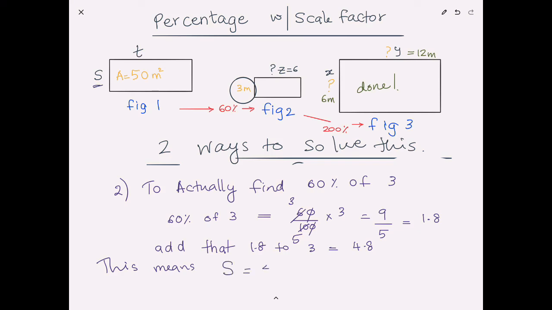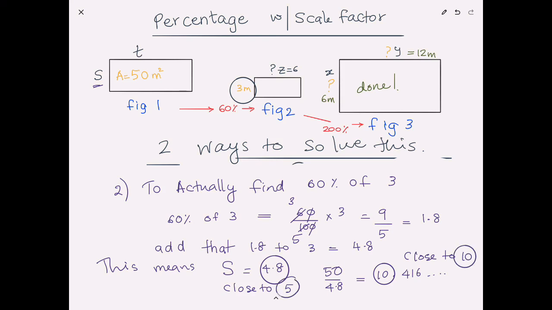Let's see. So 60% of 3 means S is equal to 4.8. So my area is 50. Now I have one length, which is 4 8/10. If I divide the area by the length, I'm going to get the width. And my width is going to be something close to 10, as I said. So it's close to 10, close to 5. My previous assumption was right.